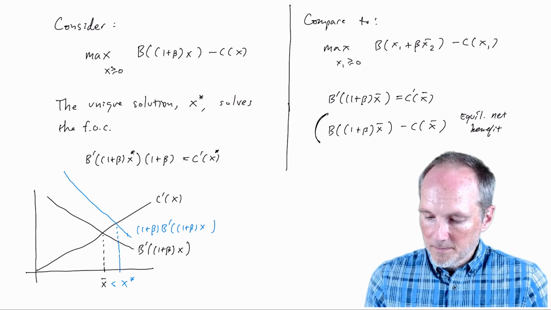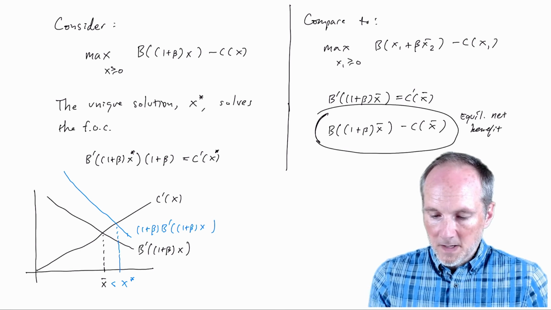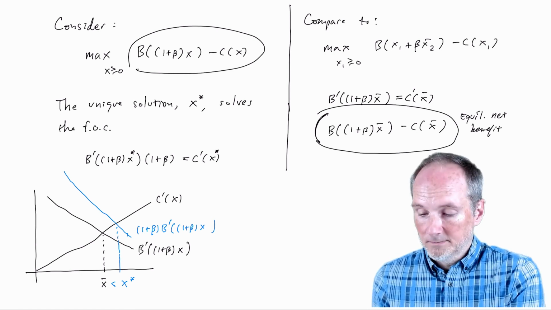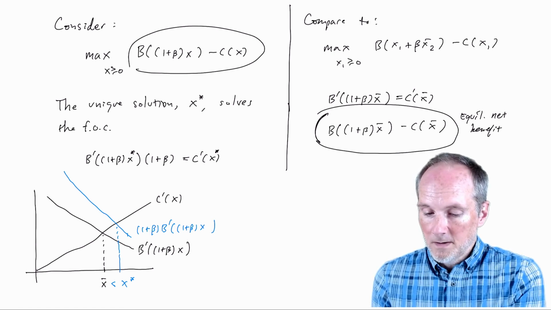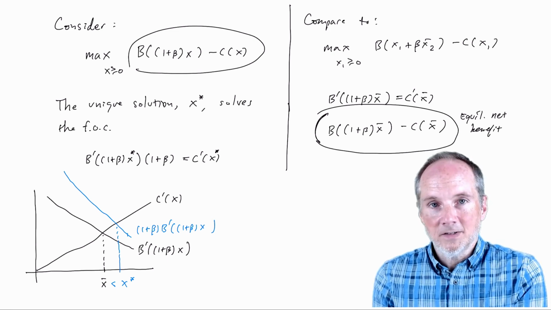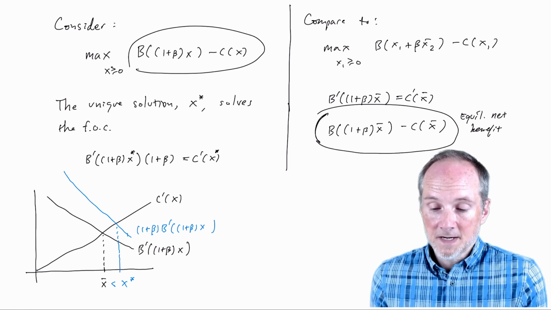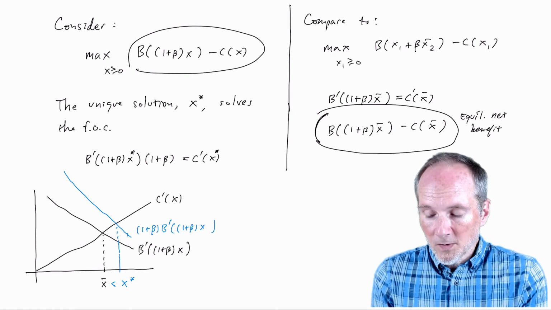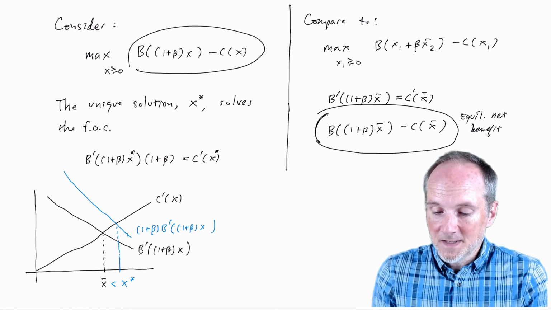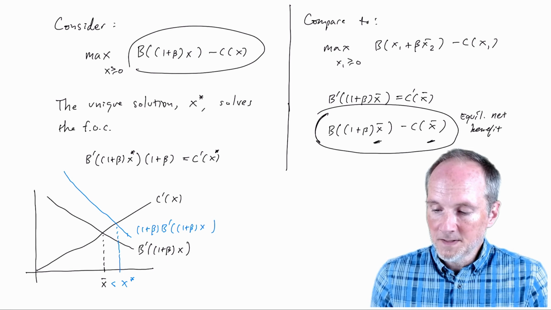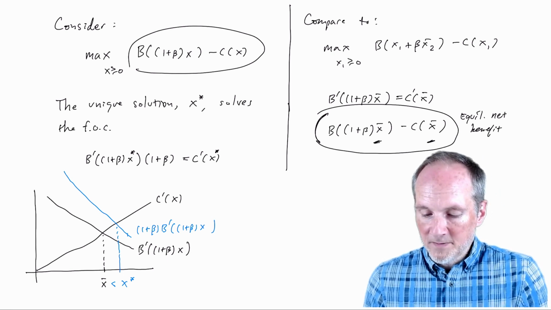But this right here, well, that's just the objective function evaluated at x bar. But we've shown that x bar does not maximize that function. X star does. X star is bigger. Because of that, it just follows that if both these guys chose x star, so we evaluated this at x star instead of x bar, that net benefit would be bigger.